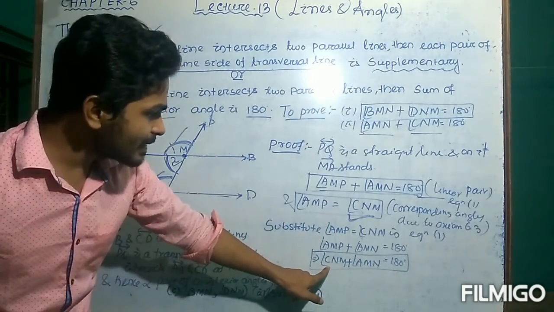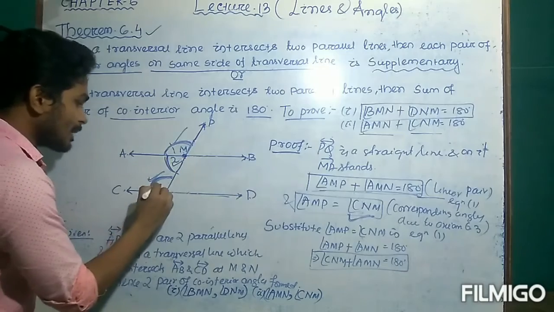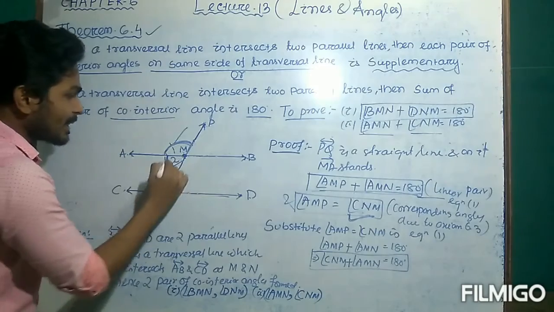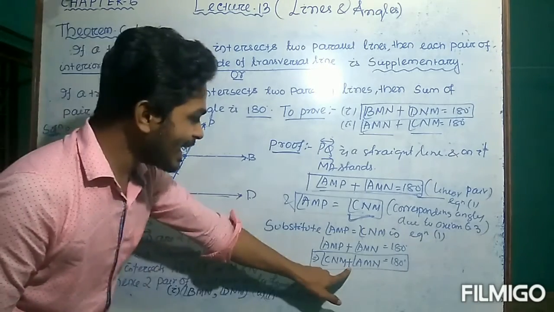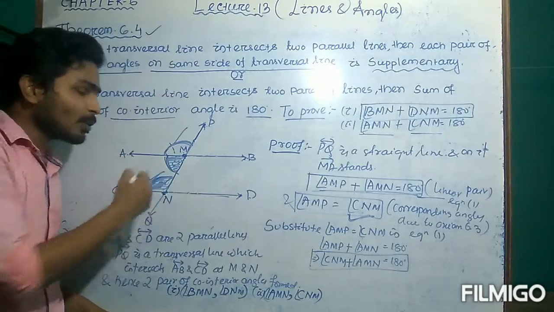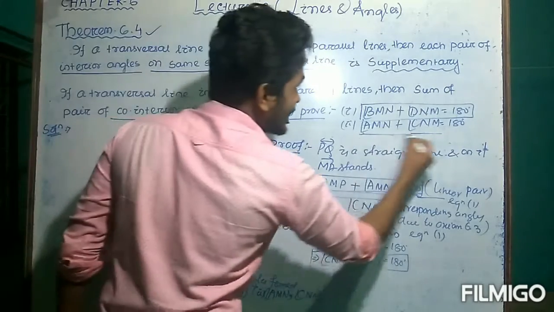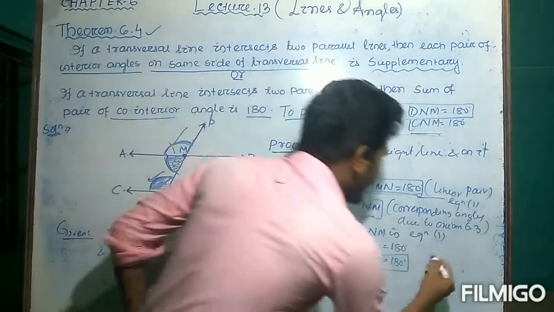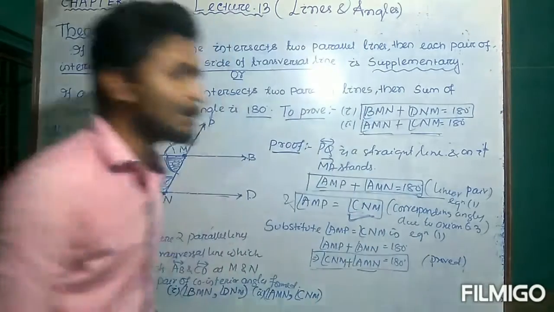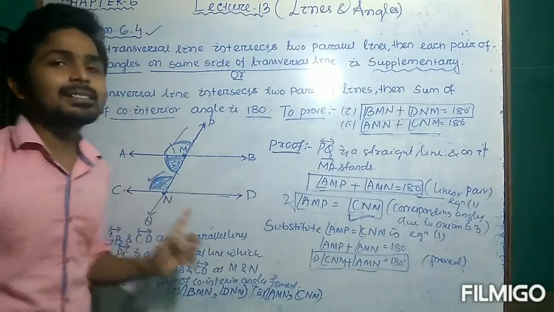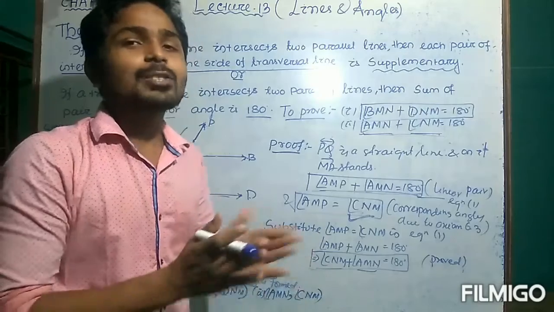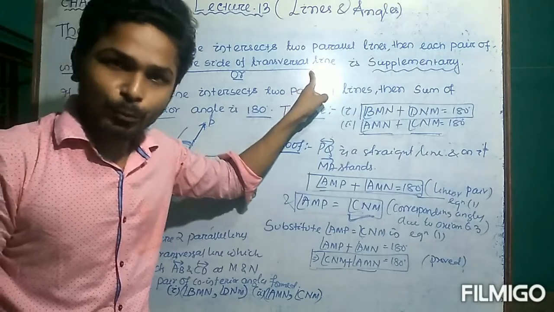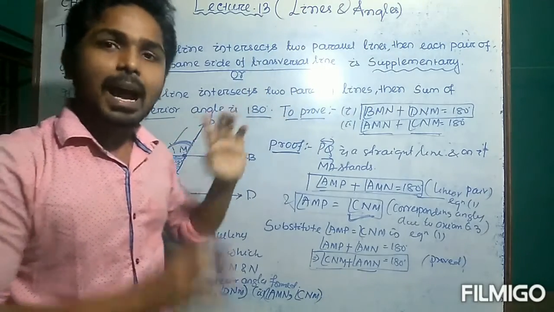So we find the angle CNM, that means this angle, plus AMN, that means this angle, are added to give 180 degrees, and these two angles are known as co-interior angles. And this is the second statement: the angle CNM plus angle AMN is equal to 180 degrees. Hence, we proved the second statement that the sum of any pair of co-interior angles is 180 degrees, or they are supplementary to each other. This is theorem number 6.4. Either this statement is given to prove or this statement is given to prove. Both the statements are equal.